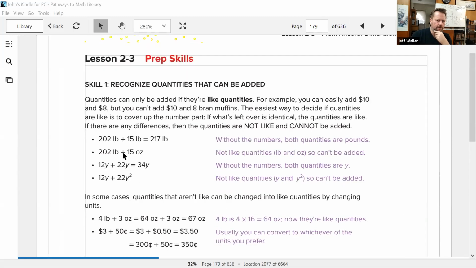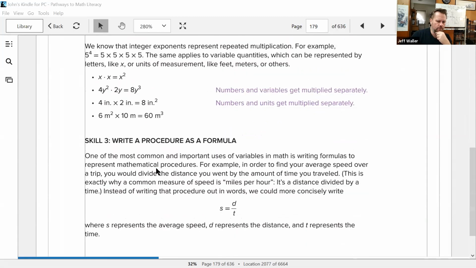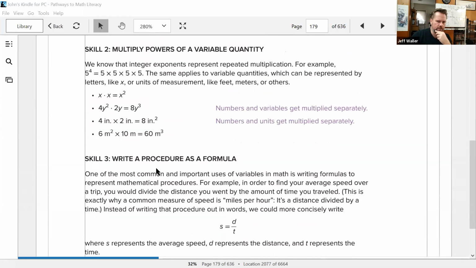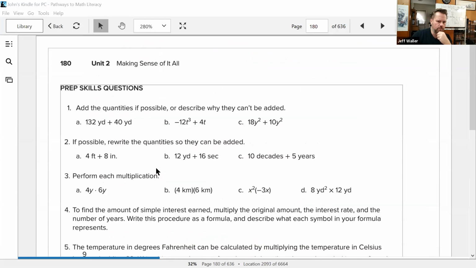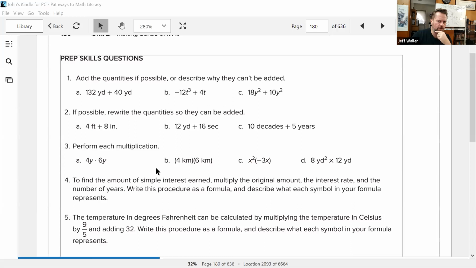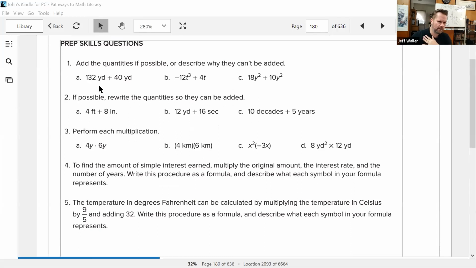All right, so that's what the homework is going to look like for that section. I want to do a little bit of prep for the next section. Some of you have done this already, and this is kind of old. We talked about like terms before. I want you to realize something.